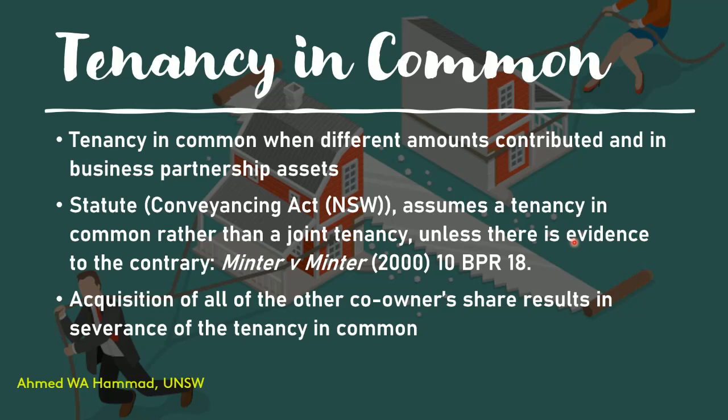Now, the statute that's of concern is the Conveyancing Act, and it assumes that a tenancy in common rather than a joint tenancy is what exists unless there is evidence to the contrary. So if both parties had expressly, as I said, agreed that it would be a joint tenancy and there was evidence for that, then the statute wouldn't, in this case, assume it's a tenancy in common.